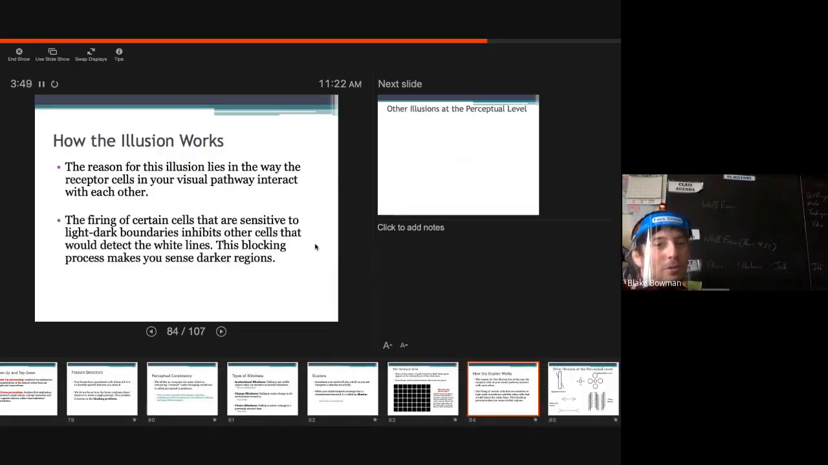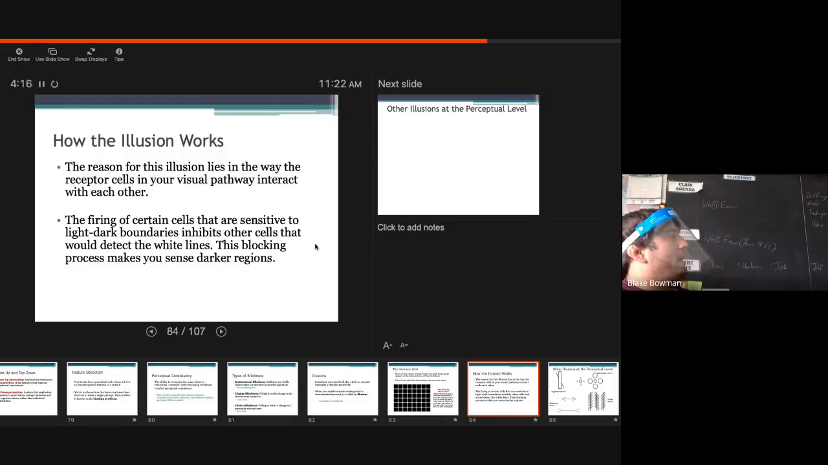All right, so how illusion works. The reason for the illusion lies in the way that receptor cells and the visual pathway interact with each other. That Hermann grid, like I said, is really interesting in how it creates many blind spots, especially with the rods and the cones, how they work together, and somehow maybe how our rods are blocking out that signal to the optic nerve. So firing of certain cells that are sensitive to light-dark boundaries inhibits other cells that would detect the white lines. This blocking process makes you sense darker regions. Hermann grid.